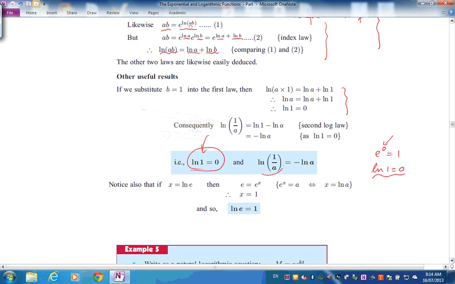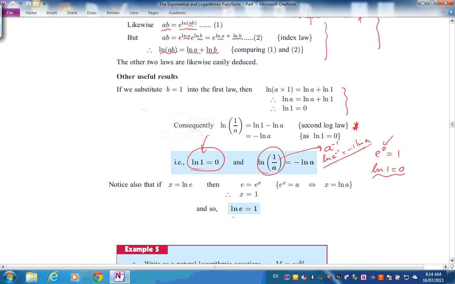What's the log of 1 on a? What power do you raise e to get 1 on a? Well, we could say here that 1 on a is a to the neg 1. So the log of a to the neg 1 is minus 1 times the log of a. Right, using the power rules, and they've done it in a similar way up there. So there are some little tricky algebra pieces or special cases here, but you'll get used to those.